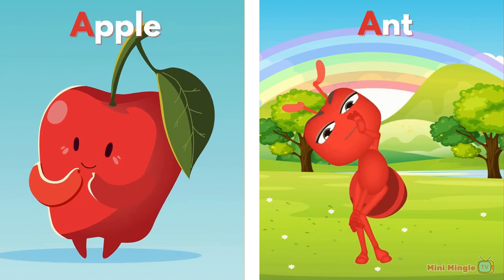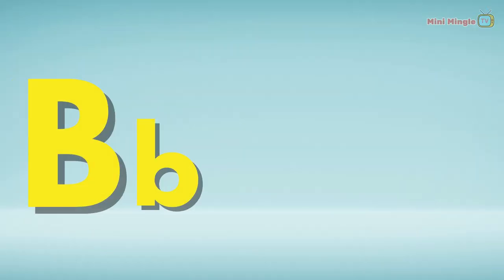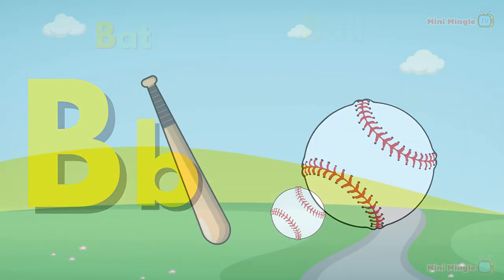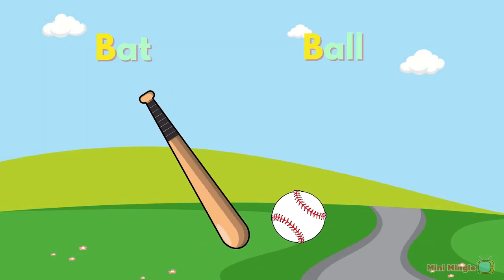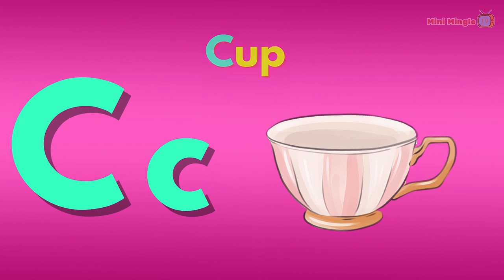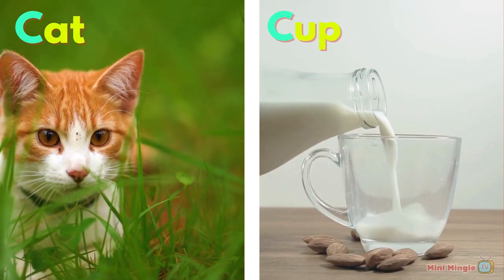Apple and ant. B for bat. B for bowl. Bat and bowl. C for cat. C for cup. Cat and cup.